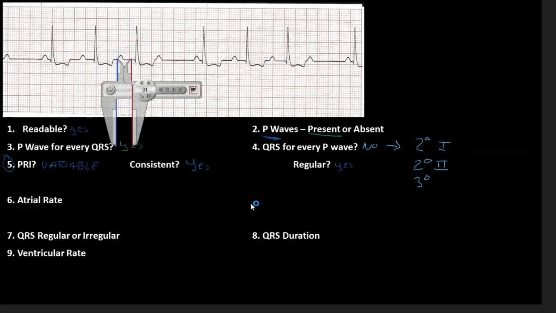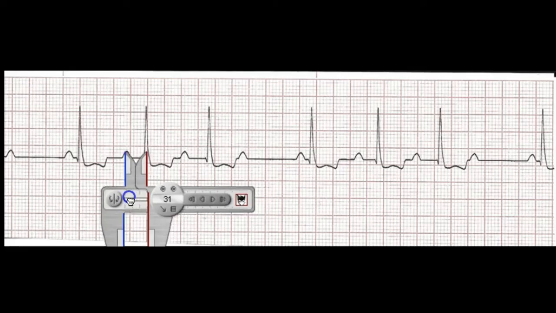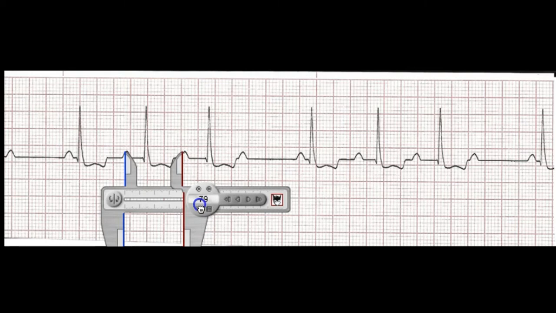And when I have a variable PR interval, it essentially takes out a third degree heart block. It takes out a second degree type 2. And it leaves me essentially with this answer right here, which is a second degree type 1. This is a Wenckebach. So we're not done yet. We've got to make sure that everything is still okay. So we're going to take a look at our atrial rate, and we found out that it was regular, so we can measure a P to P.